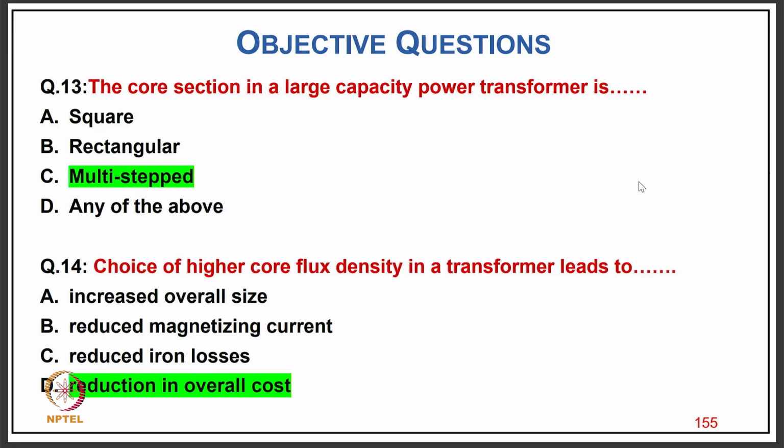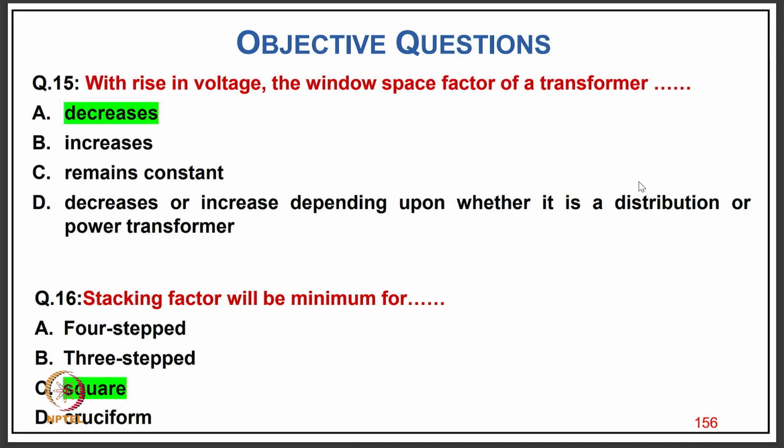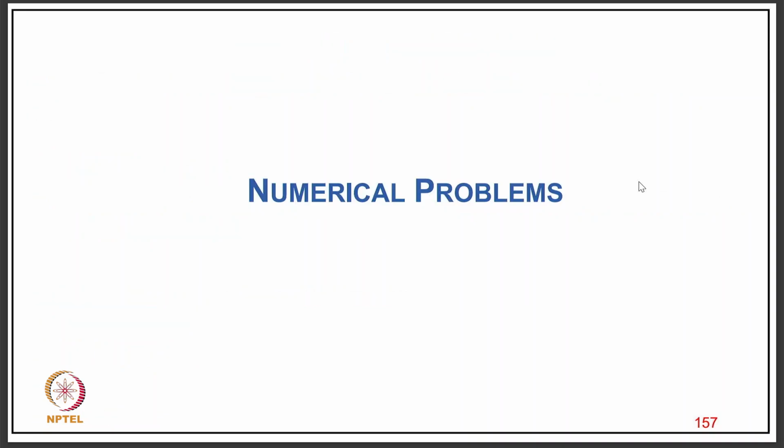The cross-section area of a large capacity power transformer core is multi-step, and the choice of a higher core flux density in a transformer leads to a reduction in overall cost. With the rise in voltage, the window space factor of the transformer decreases because of more insulation, and the stacking factor will be minimum typically for a square type of core.